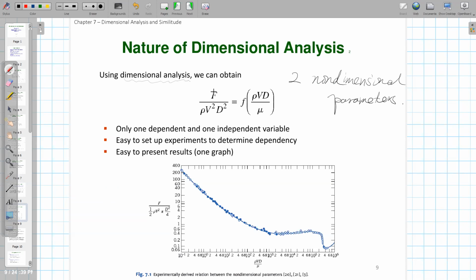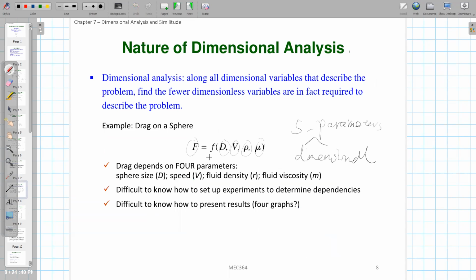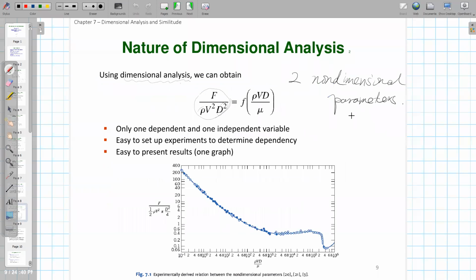You will see F divided by rho V squared D squared. This D squared gives you the area, where D is the diameter of the sphere, so F divided by area is the stress, and stress over rho V squared is a dimensionless parameter. The other one is the Reynolds number. So after the dimensional analysis, you reduce this problem, which involves 5 dimensional parameters, into 2 non-dimensional parameters.